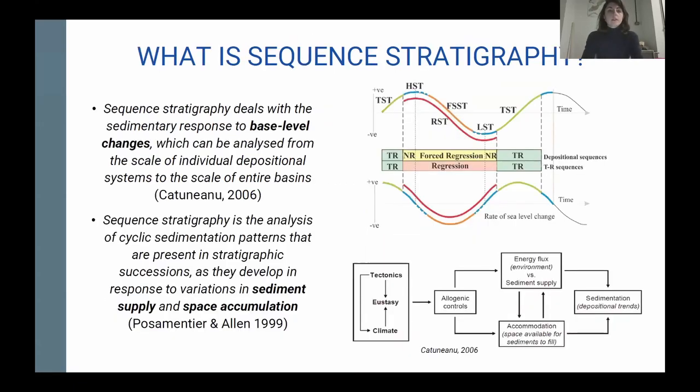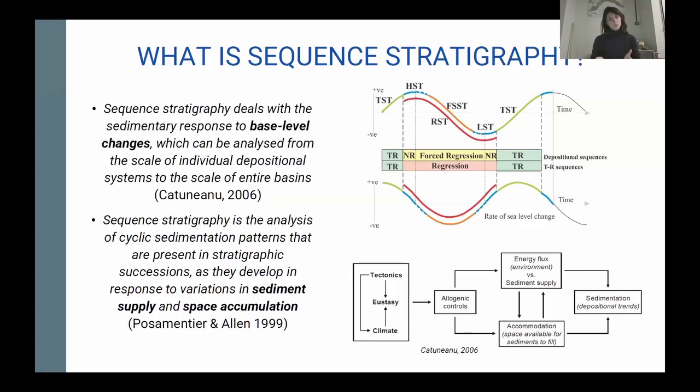What is sequence stratigraphy? Sequence stratigraphy has its roots in the 1970s within coastal and marine environments, in the fields of petroleum exploration and seismic stratigraphy. The main goal of sequence stratigraphy is to understand how sedimentary systems respond to base level changes, and to understand the interplay between accommodation space and sediment supply in the sedimentation patterns that are present in the stratigraphic successions.